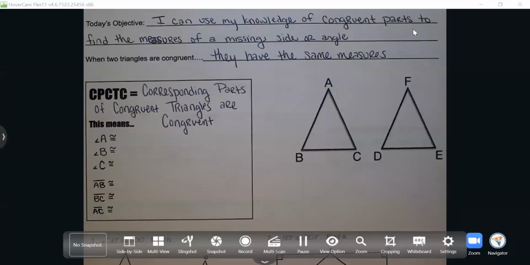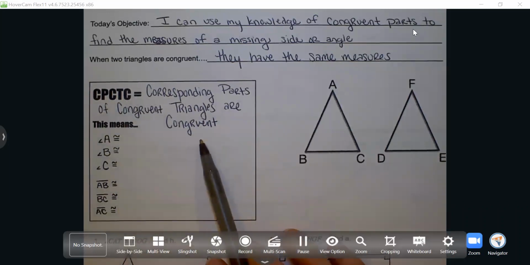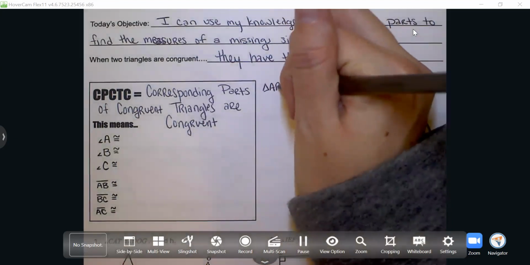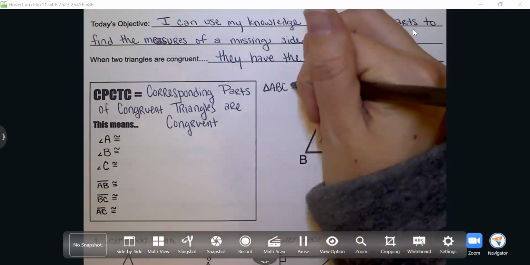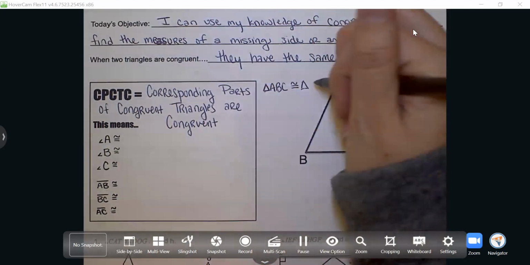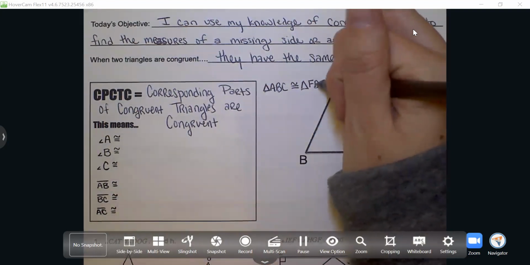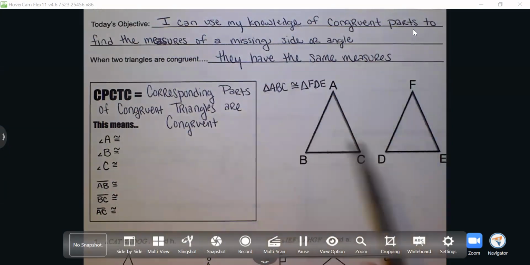All right, we're going to talk about this phrase, CPCTC. Corresponding parts of congruent triangles are congruent. If you haven't written that down, let's go ahead and write that down. But what it means is that if I have something like triangle ABC, that's a triangle there, is congruent to triangle FDE, then I know that they have corresponding parts that are congruent to each other.